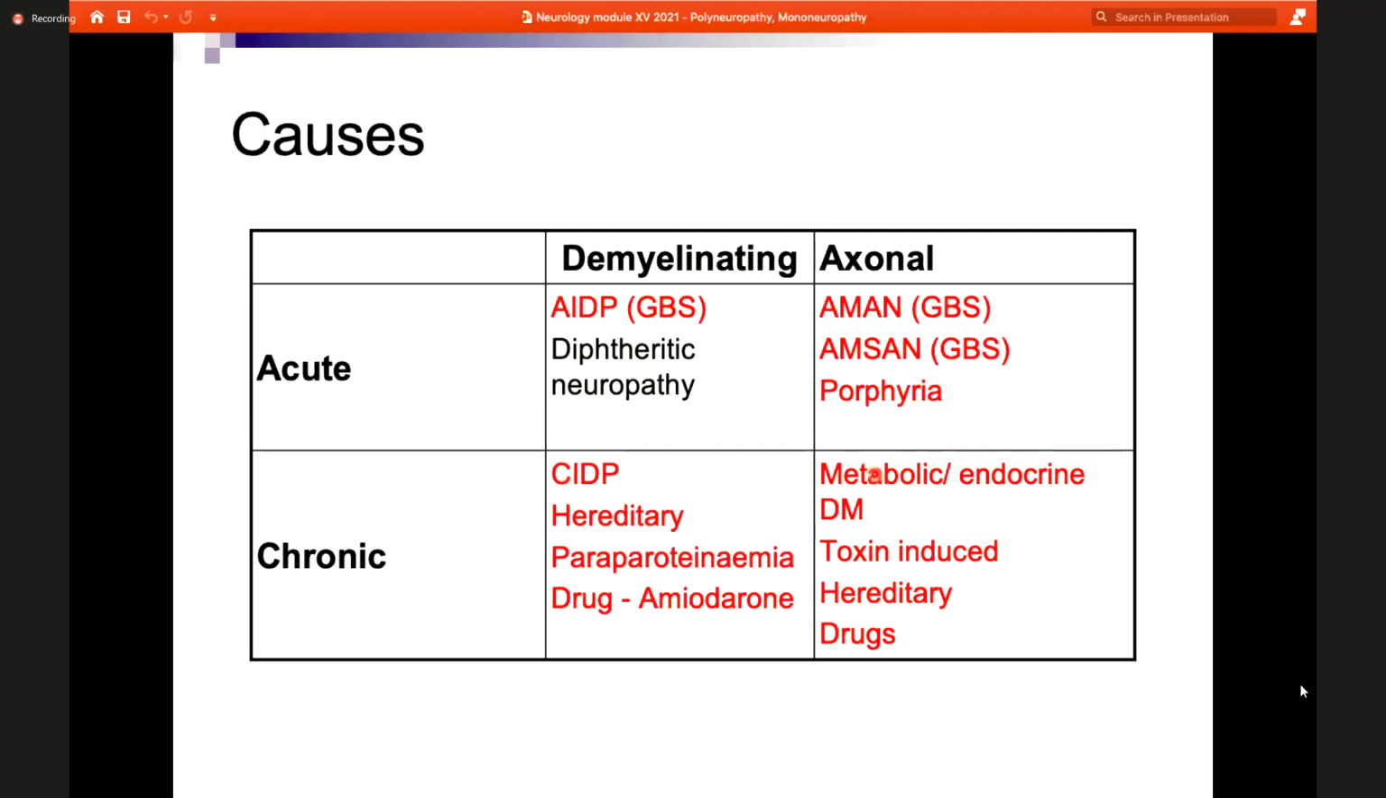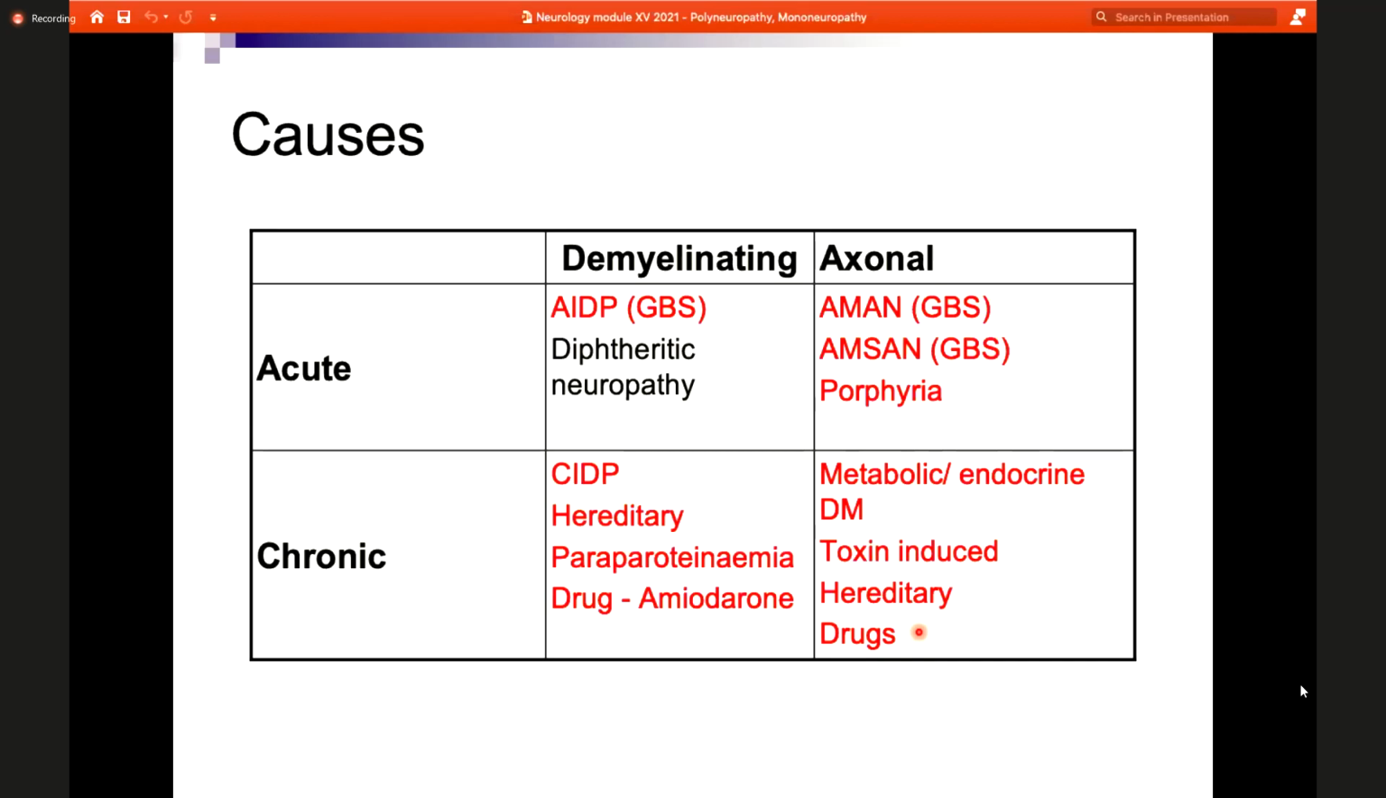Now you go to chronic axonal neuropathy. Here you have a whole heap of neuropathies. If you read a list of causes of peripheral neuropathies or polyneuropathies, this is the list you come across. And these are actually causes of chronic axonal neuropathies. You have metabolic, you have diabetes, which comes under metabolic, and you have toxic, you have hereditary axonal variety neuropathy. Then you have drugs. And here you have a whole heap of drugs.